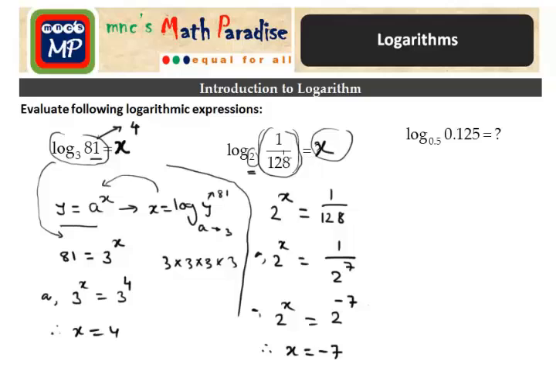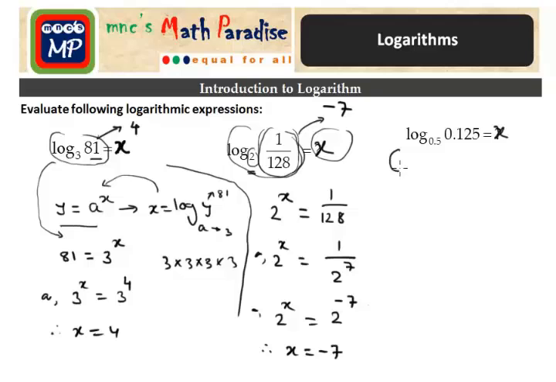So here this logarithm value we assumed as x. So this whole logarithm value will be x, x means minus 7. So it will be minus 7. The third one, log, here the base is decimal. So log 0.5 base 0.125. Let's assume this as x.